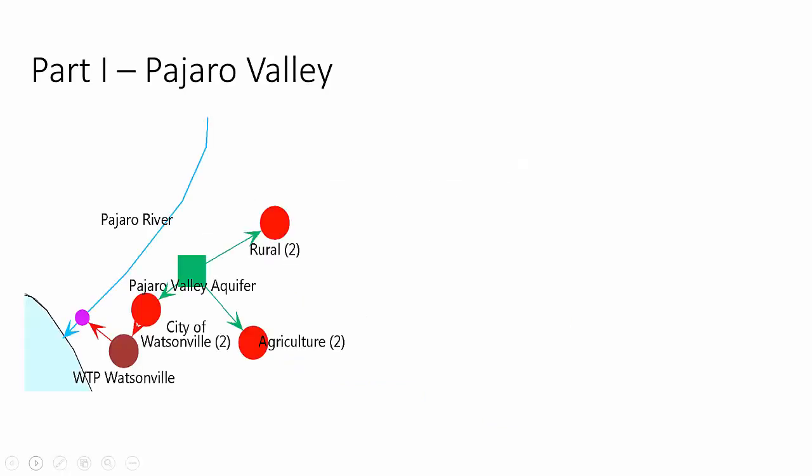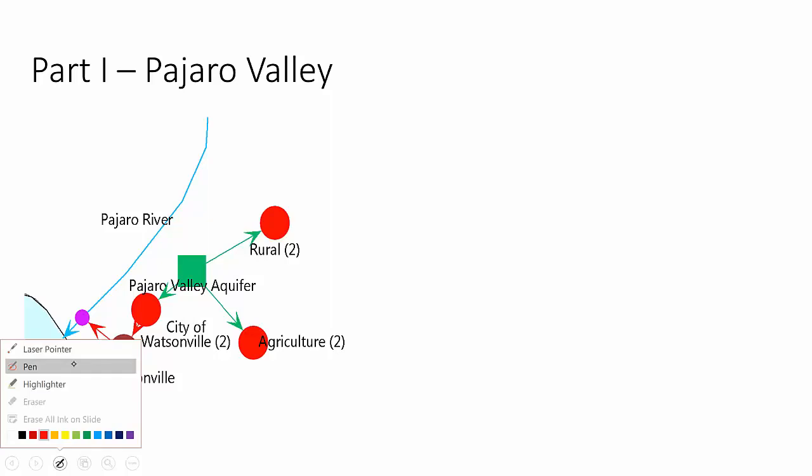As we were discussing before, this is something that you have been working on, Pajaro Valley. Basically, what you can see here is that there is an aquifer that supplies water for rural agriculture and the city of Watsonville, and the city of Watsonville also sends its water to the wastewater treatment plant that later will send it to this effluent.